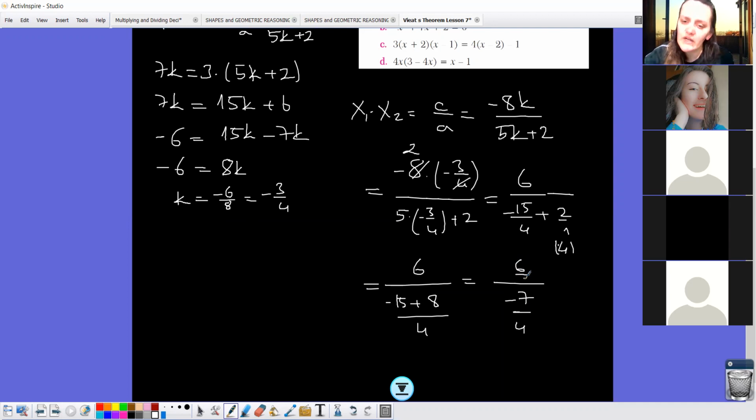And we have a 1 as denominator. Inners, outers, do you remember? Yes. We will get 6 times 4, which will be 24 over -7. Okay. And that's our result, teacher? Yes, this is the result.